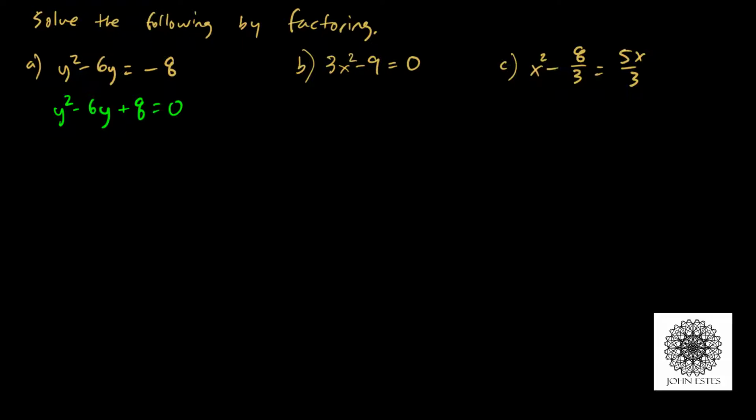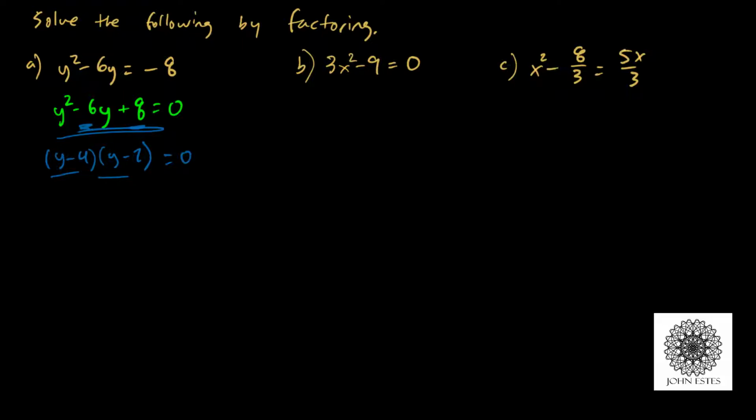From there, I'm able to try to factor. The way I want to think about this is I want to think of two things that multiply to give me 8 and add to give me negative 6. So I'm thinking, how about negative 4 and negative 2? Those multiply to give me positive 8, and they add to give me negative 6. So there I have it. Now I've turned my quadratic expression into two linear expressions set equal to 0.